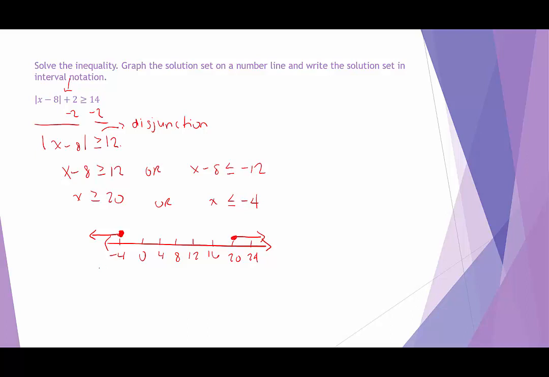In interval notation, to represent x is less than or equal to negative 4, we would say it goes from negative infinity to negative 4. To say that negative 4 is included, we use a bracket. Then these pick back up at 20, and there's no largest number larger than 20, so we would say to infinity.